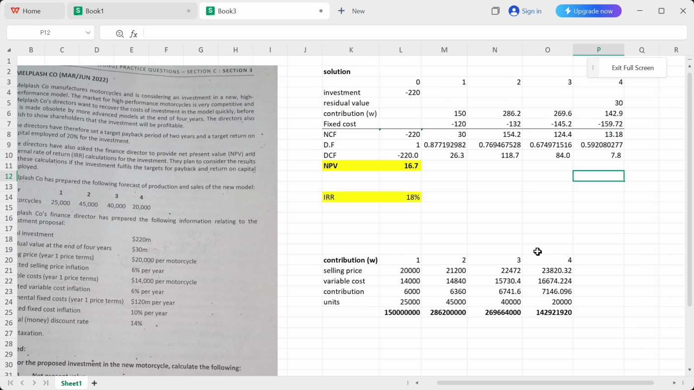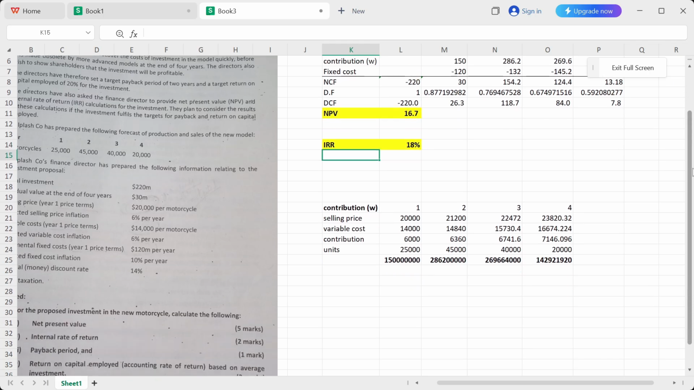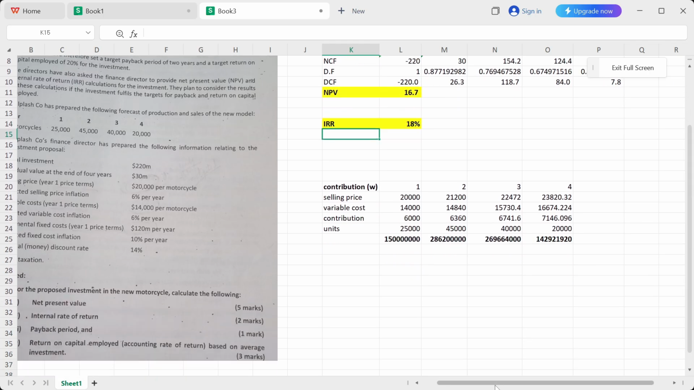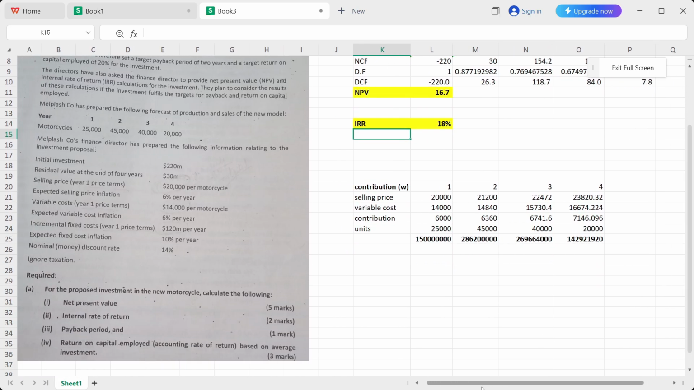Okay, so as you guys can see, the first requirement and the second requirement are done. We have the NPV, we have the IRR. I hope it's clear to all of you. Now let's move to part number 3. Part number 3 says you have to calculate the payback period. Now remember, this is not the discounted payback period.